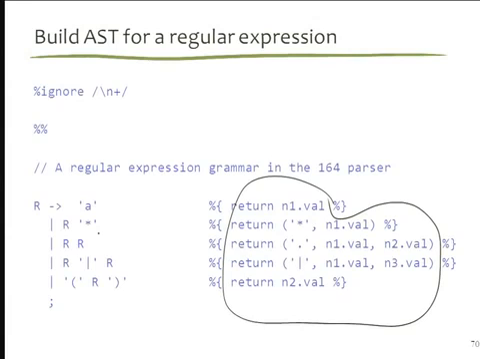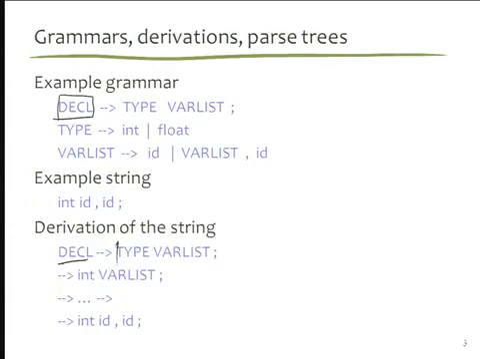Start non-terminal, and you rewrite it into the right-hand side of the production, which has type, varlist, semicolon. There is no other choice because declaration has only one production. Then that is rewritten by taking this production, type goes to int. We are leaving the rest unchanged. And now we keep rewriting until what we have is nothing but a list of terminals, the things that appear on the input. So deriving a string is essentially this process.